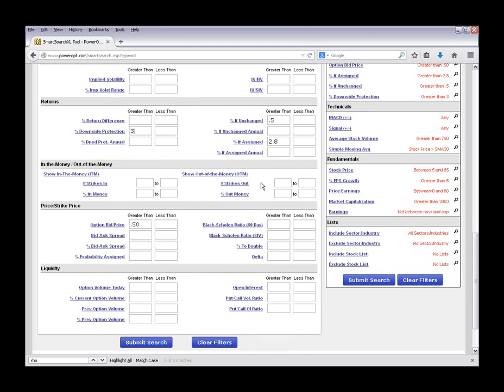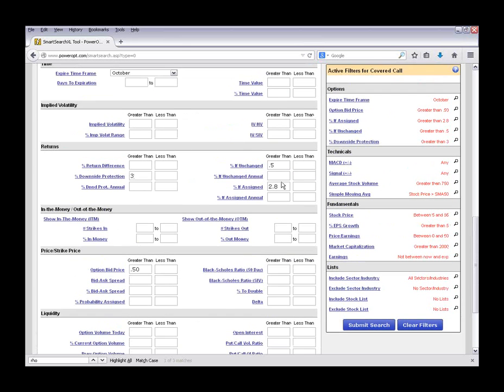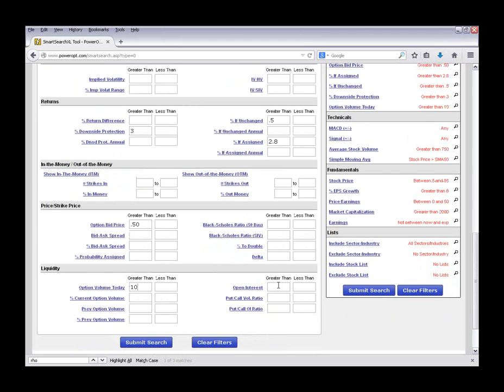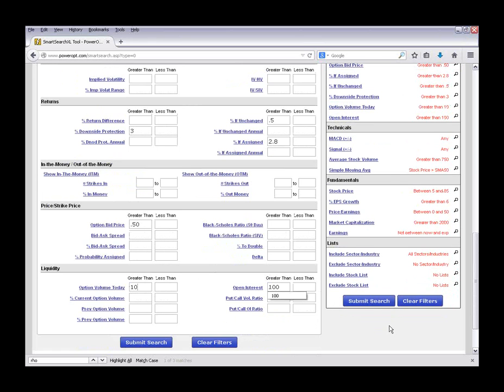Now again, I'm not going to use a range in or out of the money. And I'm not going to use delta to force it to be at the money or out of the money options or anything along those lines. We're just going to keep a basic simple principle. This is my trading plan. I want a minimum 2.8% if assigned for my trading goals. I want a 3% downside protection. I want a minimum of 50-cent option premium. And again, I want some good volume. I want to see 10 contracts traded today at an open interest of at least 100. Let's go ahead and submit that search, just those basic views.